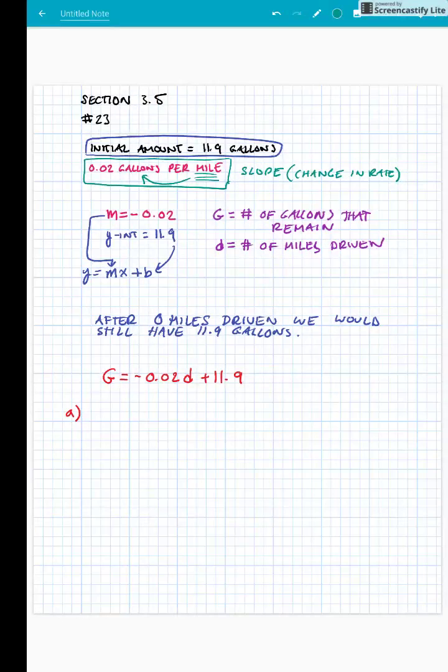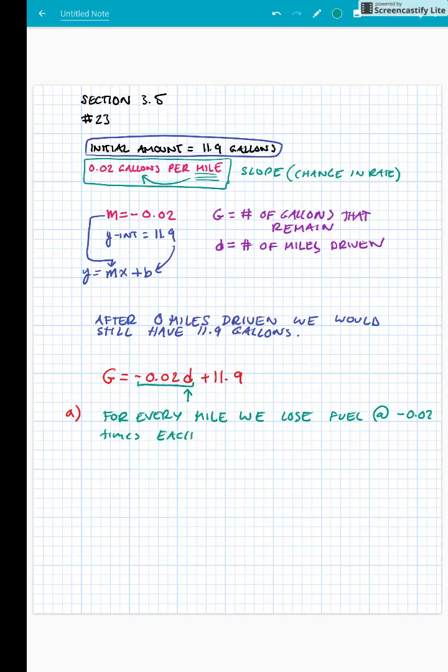So in this situation, this is our slope, and it's saying for every mile, so that's D, for every mile, we lose fuel at 0.02 gallons each mile passed. That's what that means.